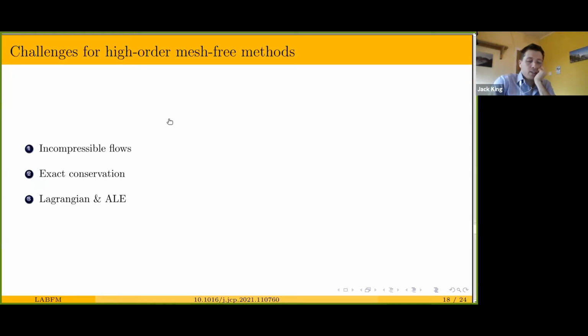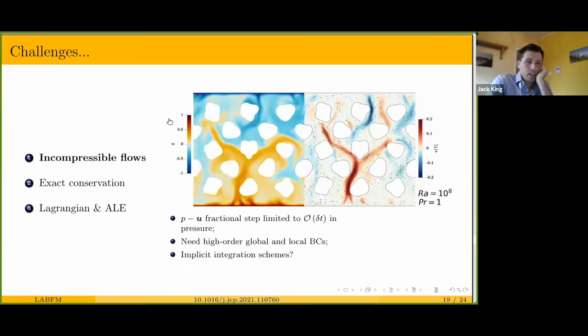So I've spent enough time showing what I think are the merits of LABFM. I want to spend a few minutes at the end talking about some of the problems which I think might arise as we develop LABFM further, but also as more and more high order mesh-free methods are developed. So the first challenge, I think, is related to incompressible flows.